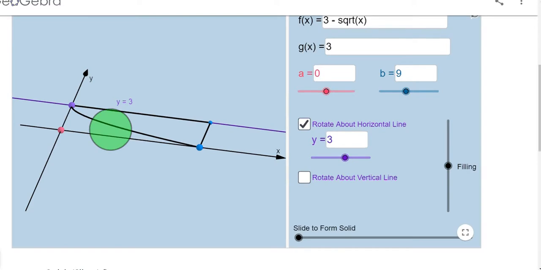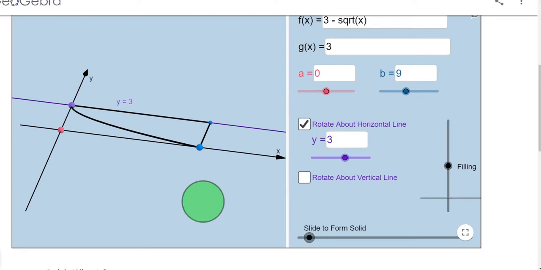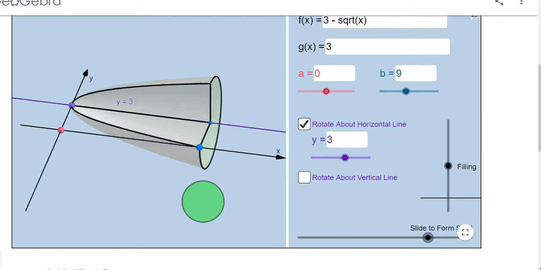This is basically our region, and when we rotate this solid around, we see that we are going to get something that looks like this. Again, this is our outermost disk, or our biggest disk, which has a radius of 3 and a diameter of 6.